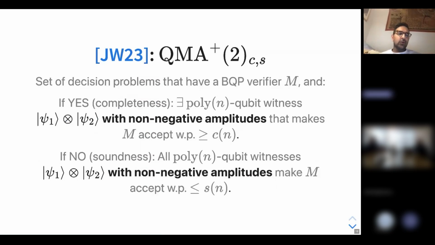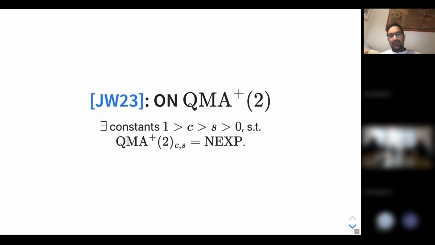Okay, so why did they do this? It was because they noticed something interesting: if you make this assumption, then you can get rid of the high precision thing. So QMA2 with this plus constraint is equal to NEXP. So they were hoping, okay, maybe if QMA2 plus is equal to NEXP, maybe they can get QMA2 also equal to QMA2 plus, and they finish the argument. That would be really nice.